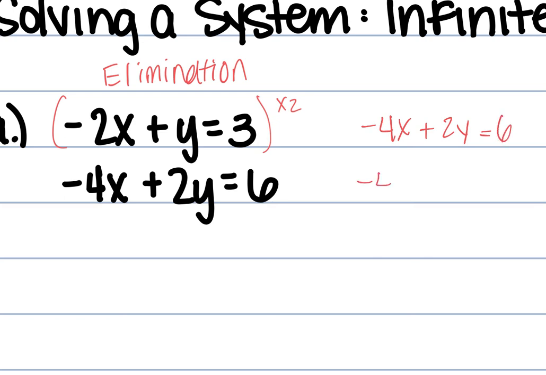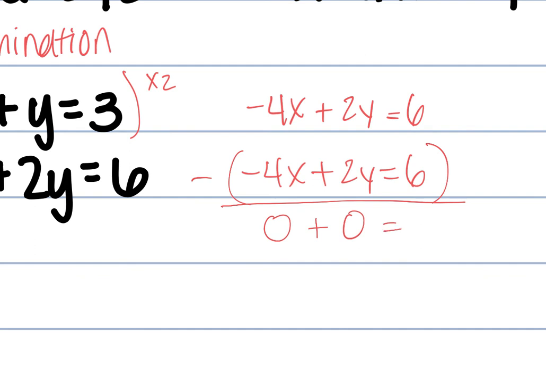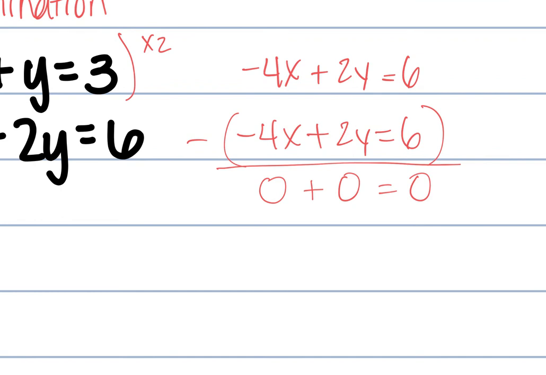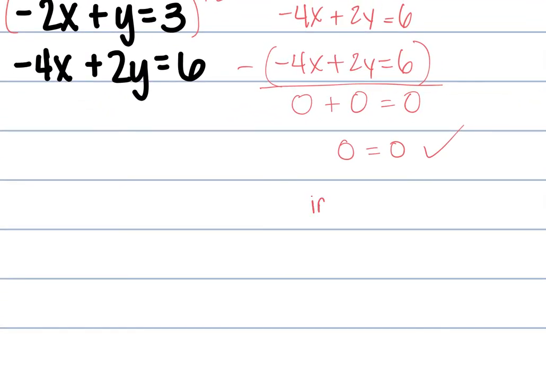And then on the bottom, we have negative 4x plus 2y equals 6. So these match up exactly. So what we're going to do is subtract these in order to eliminate. Negative 4x minus negative 4x will give me 0. 2y minus 2y will give me 0. So 0 plus 0 equals, and then 6 minus 6 will give me 0. So I have 0 plus 0, which is just 0, equals 0. And that is absolutely a true statement. So therefore, if it's a true statement at the end with no variables, it's infinitely many solutions.